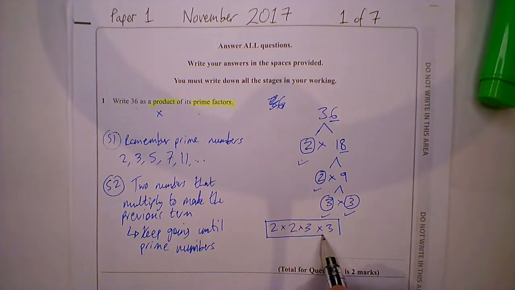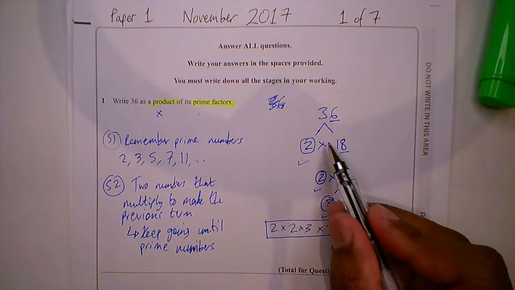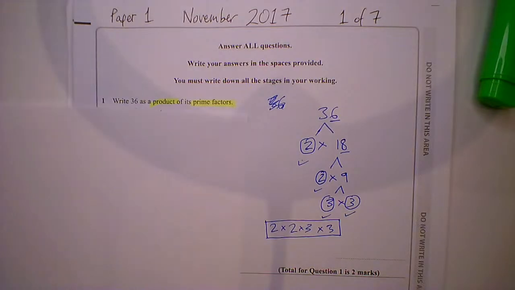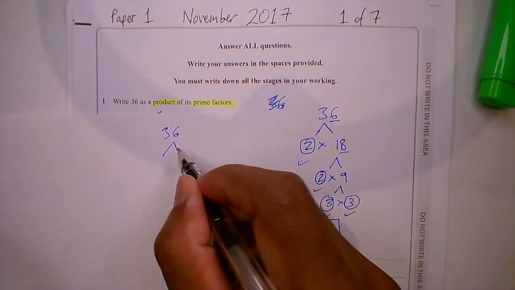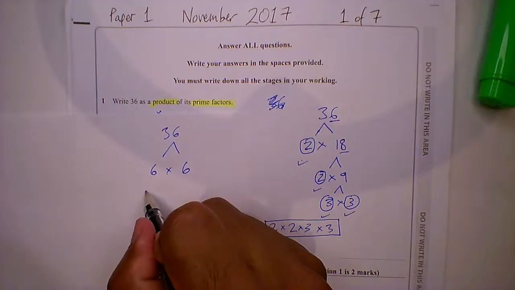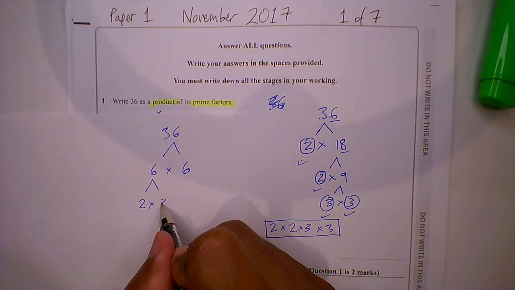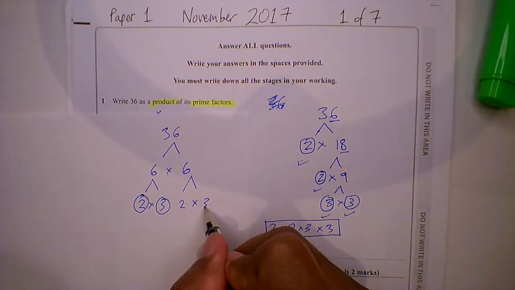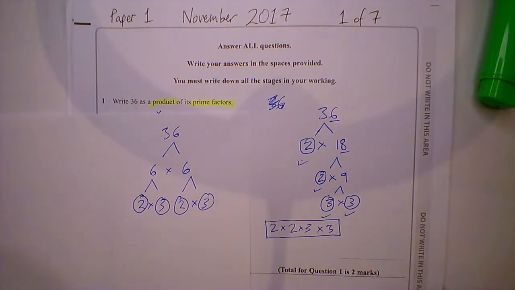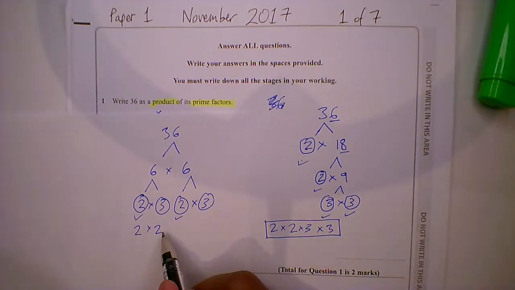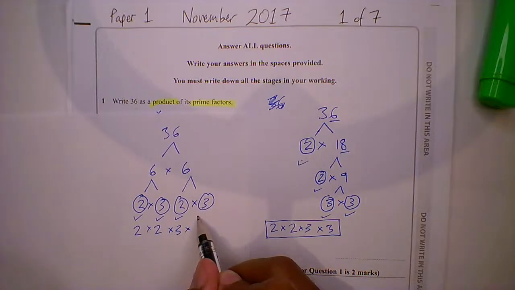Now, there are many ways to do this question. This part here, our middle part, we can have different working out. So what do I mean by that? Let me give you another example. If I just get a piece of paper and I have 36, I could have thought of 6 times 6. And 6 is not a prime number, so I keep going. 2 times 3. 2 is a prime number, 3 is a prime number. And when I write this out, 2 times 2 times 3 times 3.